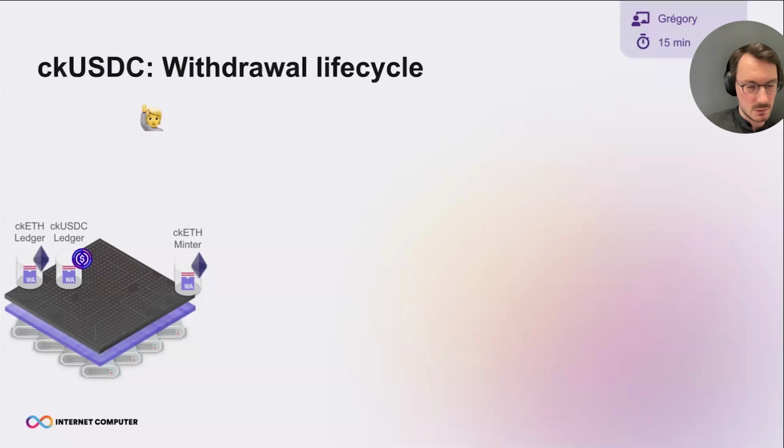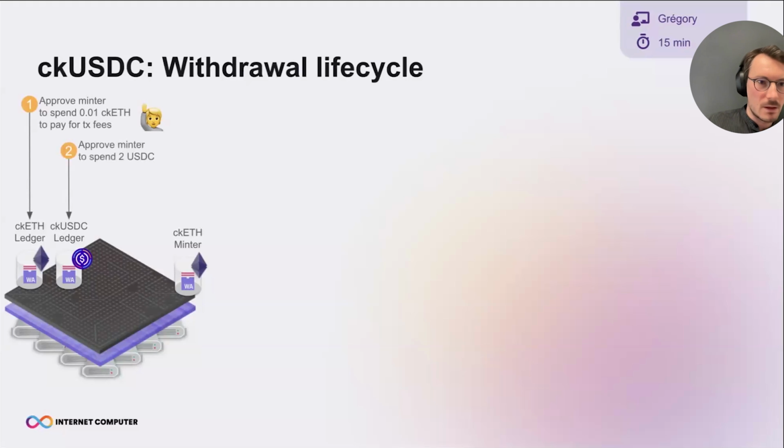So basically, the user needs to do three things. First is to contact the ckETH ledger to approve the minter to spend some of his ckETH to pay for transaction fees. Then to contact the ckUSDC ledger to approve the minter to use some of his ckUSDC, let's say 2 ckUSDC in that example. And third, to contact the minter to effectively start the withdrawal to some given Ethereum address.